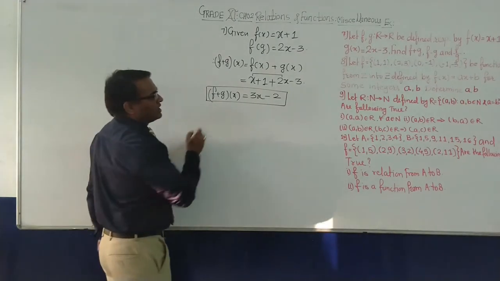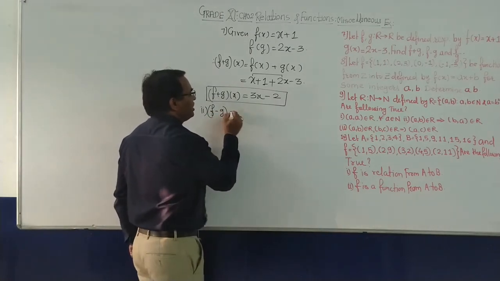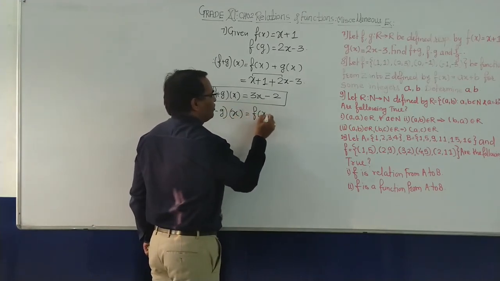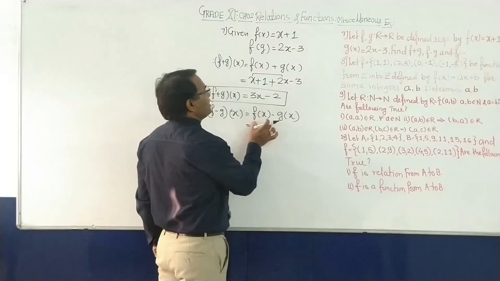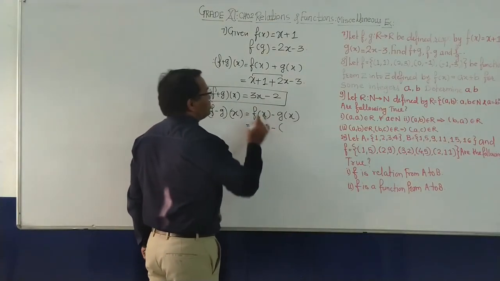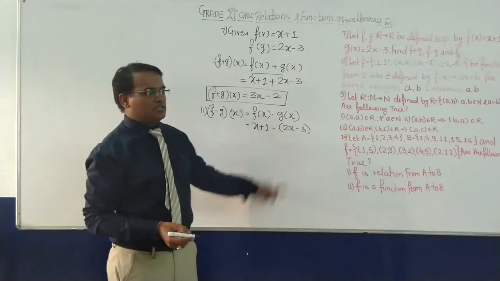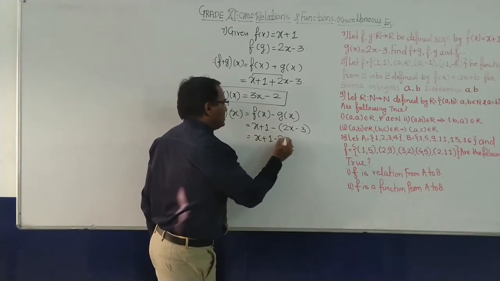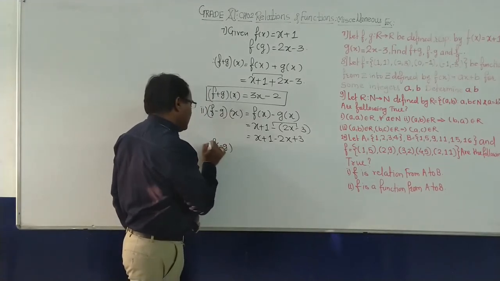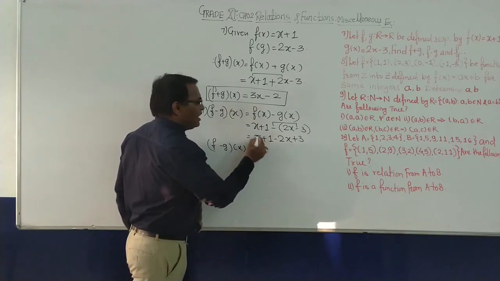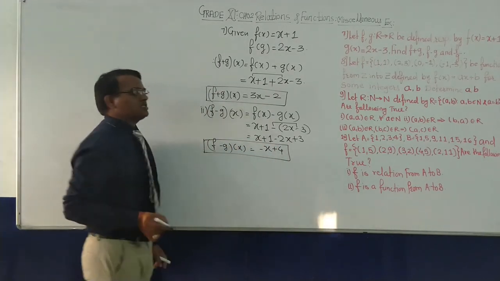Now the next one, we are told to find f minus g of x. So f minus g of x is f of x minus g of x. According to it, f of x is x plus 1 minus g of x, which is 2x minus 3. Since there are two terms, I am using a bracket. So it will be x plus 1 minus 2x, and this minus and this minus will become plus 3. So f minus g of x will become x minus 2x, which is minus x, and 1 plus 3 is plus 4.